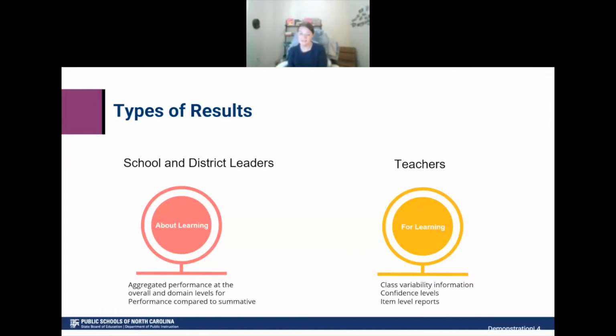If we're less confident in our results, maybe because a student is right on that bubble between two different performance levels, then that would signal that we really need to collect additional information about that student before making a decision.